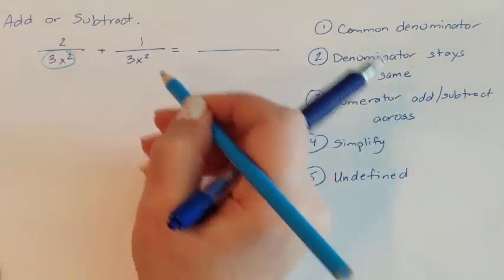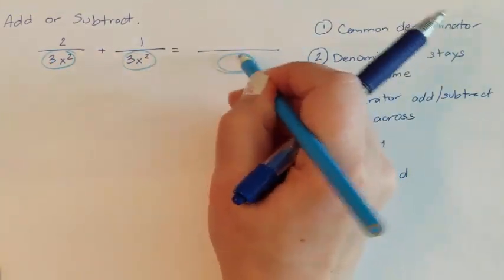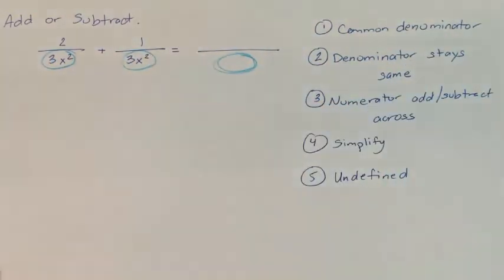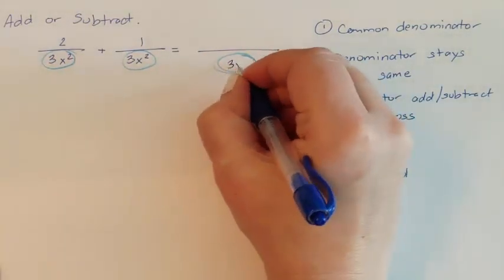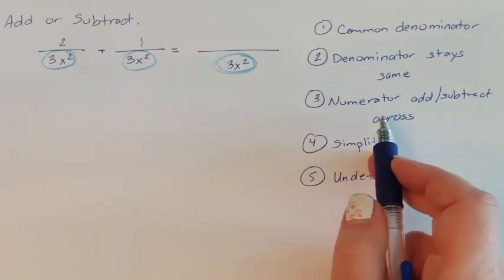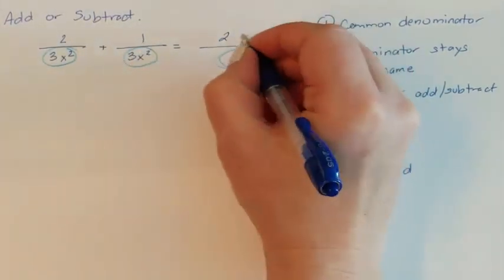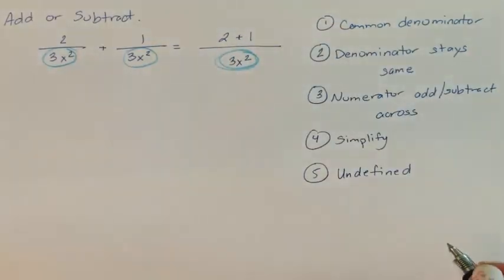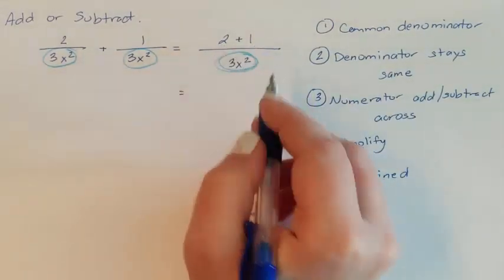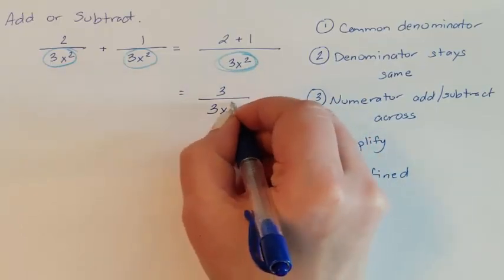This was a 3x squared. This also is a 3x squared. They are common, which means that my denominator is just going to stay the same. So this is also a 3x squared. I'm supposed to add or subtract the numerator straight across. So this was a 2, and now I'm adding the 1, so 2 plus 1 in my numerator simplifies to 3. The denominator is still 3x squared.